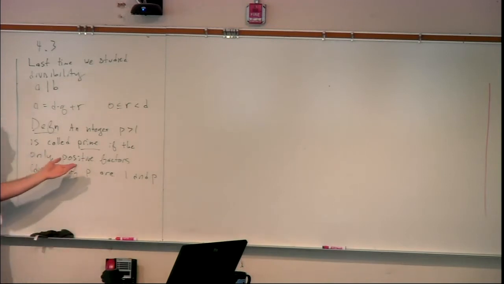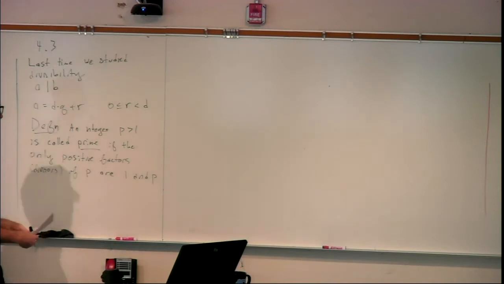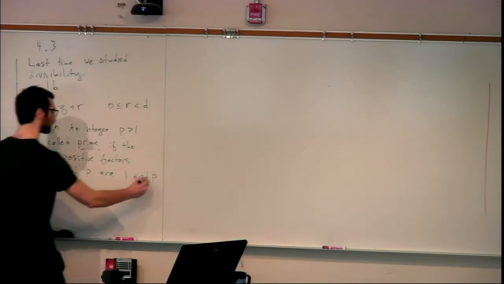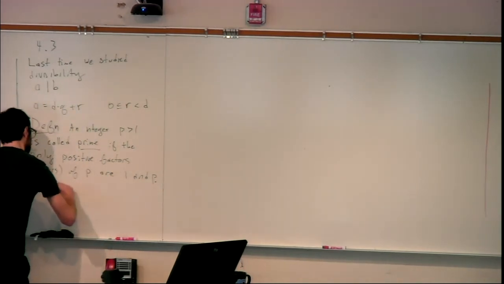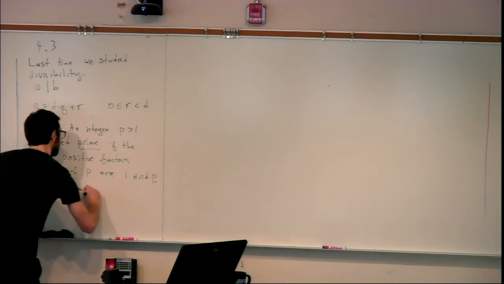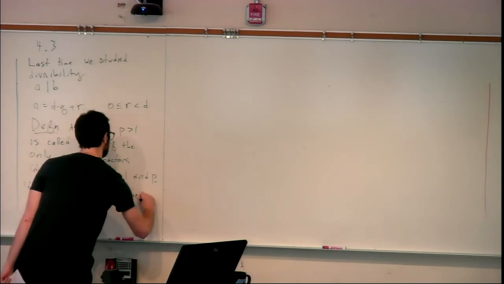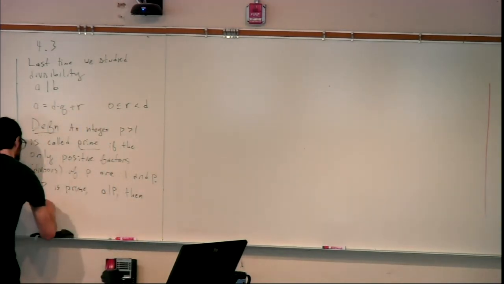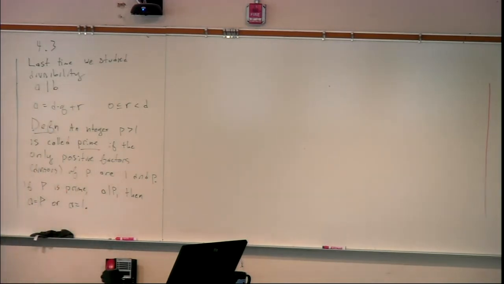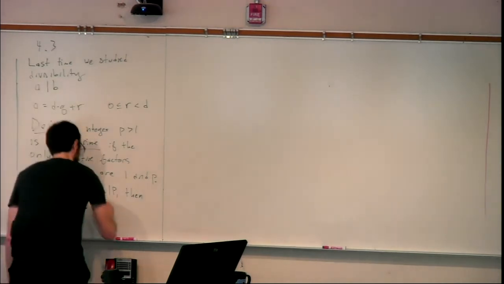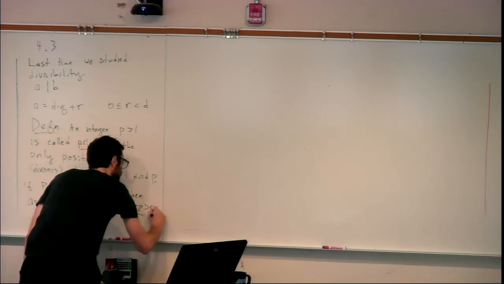The primes are the ones where those are the only possible positive integers that divide the integer you're interested in. In other words, if p is prime and a divides p, then either a is equal to p or a is equal to 1. Those are the only 2 options available to you for a positive integer. Okay.